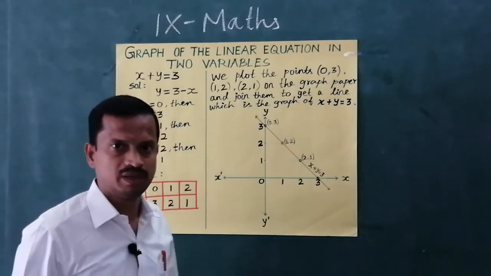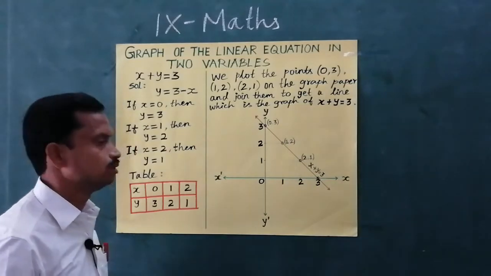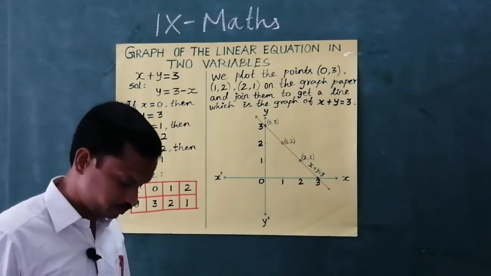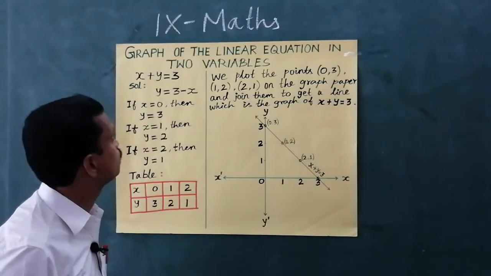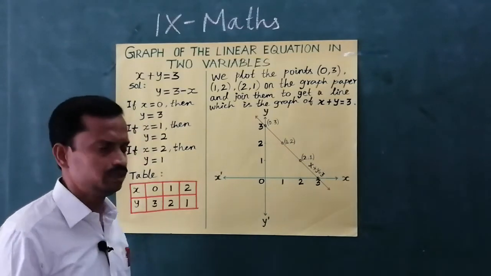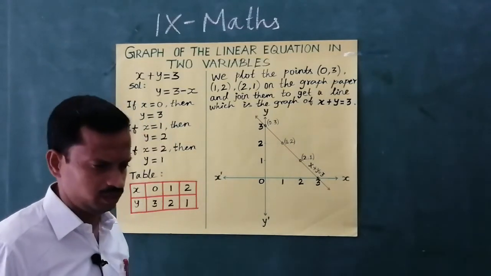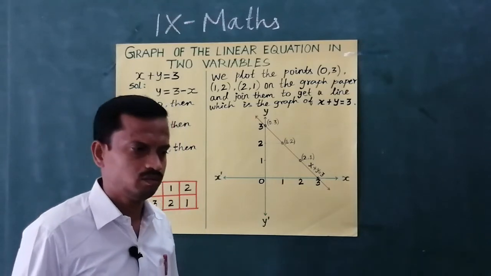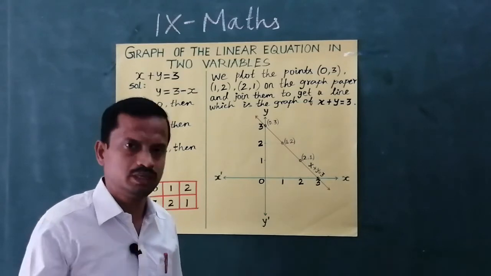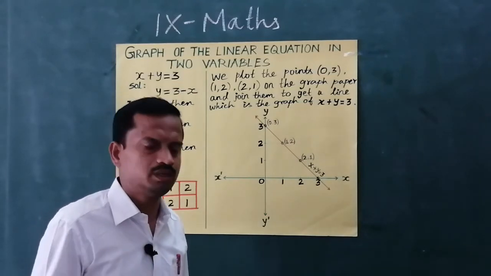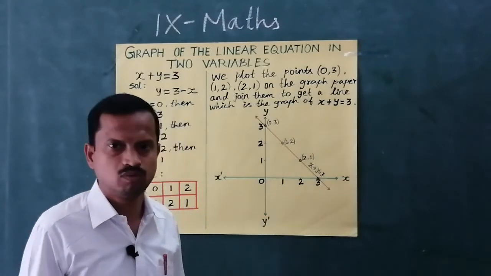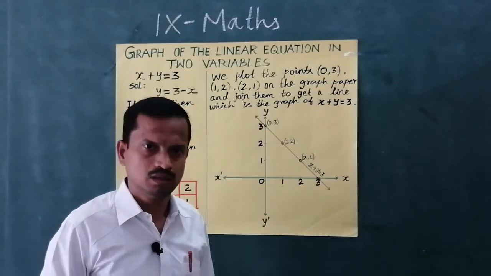Class 9 mathematics. Today the topic is graph of the linear equation in two variables. What is the graph of a linear equation? If a linear equation is given, then we have to represent it graphically, that means geometrically, using a graph sheet. If we represent it by a line, that is called the graph of the given linear equation in two variables.